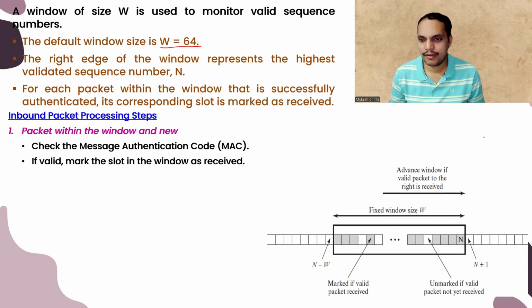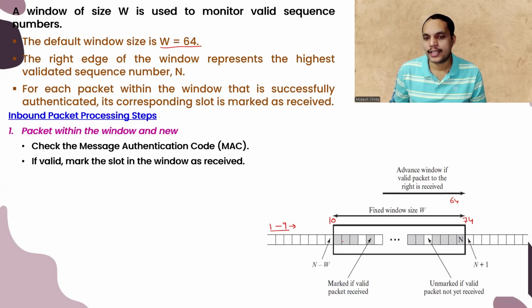Imagine that my window size is 64, okay? And this might be the left edge, which might be 10, and this edge might be 74, just for explanation purposes. If this window starts at 10, it means that all the packets from 1 to 9 have been received correctly and are acknowledged. Everything is done with this 1 to 9. Now, we are going to accept only the packets numbered from 10 to 74.